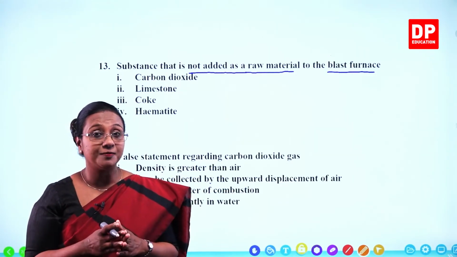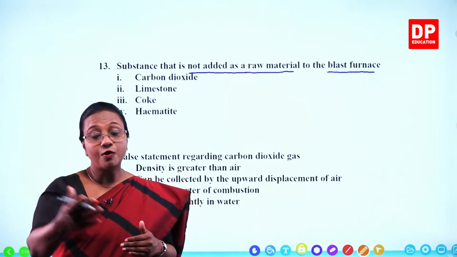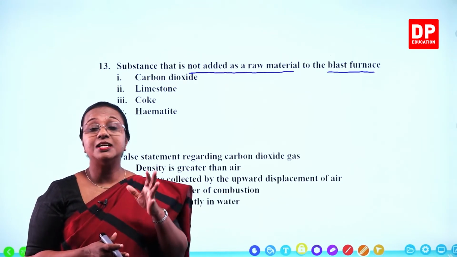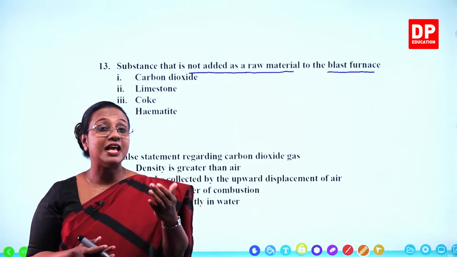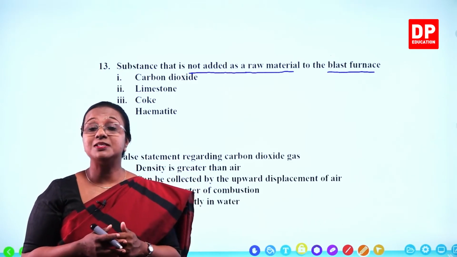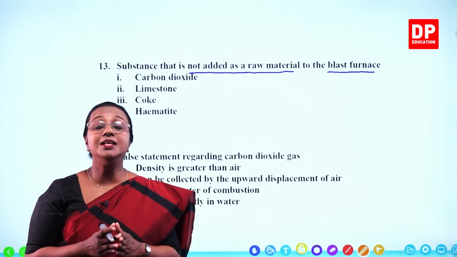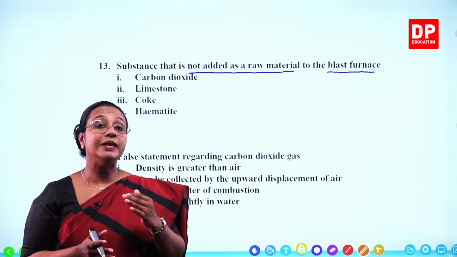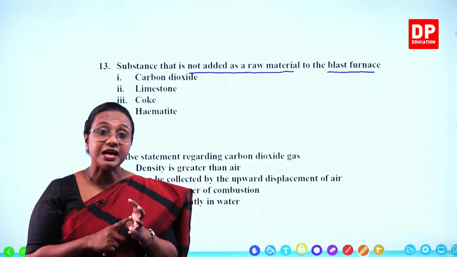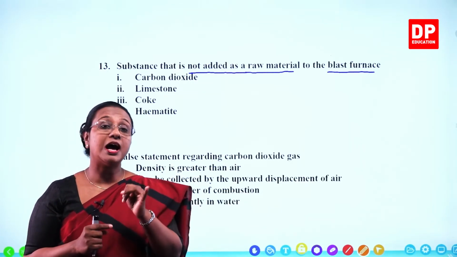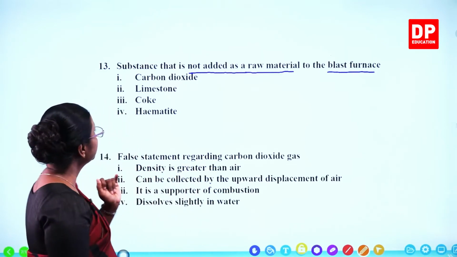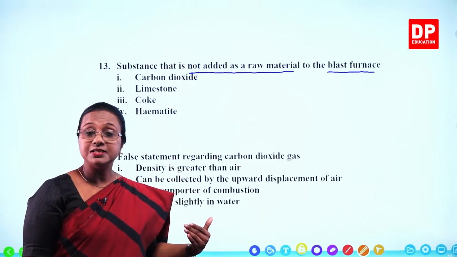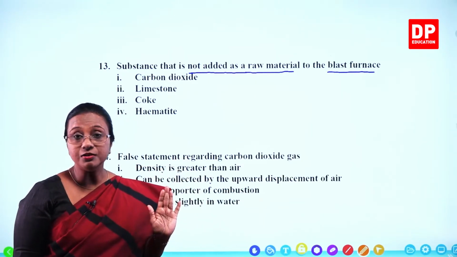Why do we need that? That decomposes to form calcium oxide, which in turn reacts with aluminium oxide and silicon dioxide that are present as impurities in iron ore. So to remove them in the form of slag, we need limestone. So hematite, coke and limestone are the raw materials. So the question here, not added as a raw material. So that means it can be present in the blast furnace, but it is not a raw material.